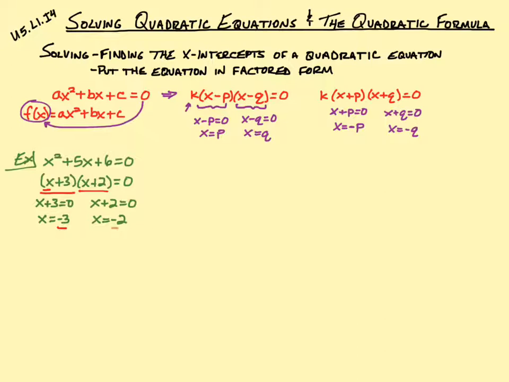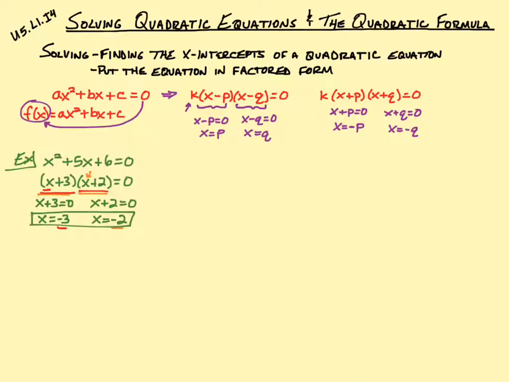And similarly, if we take this negative 2 and plug it into this x, then this factor becomes 0. So no matter what's on the other side, positive 1, negative 1, whatever is over there, it doesn't matter, because that's also going to become 0. So our x-intercepts are negative 3 and negative 2.